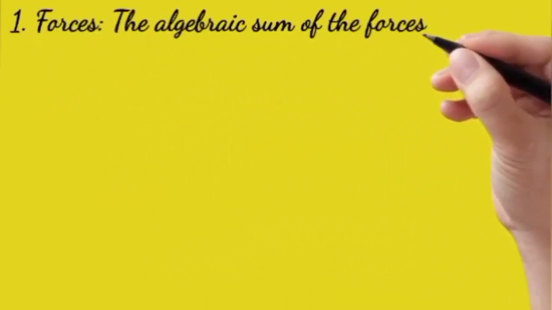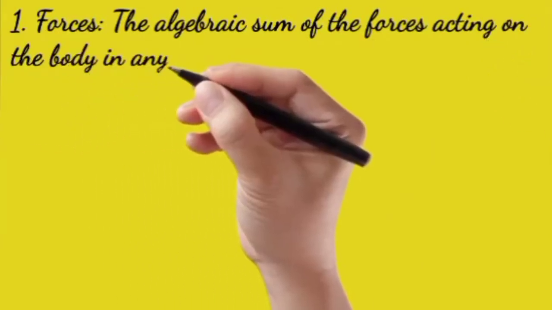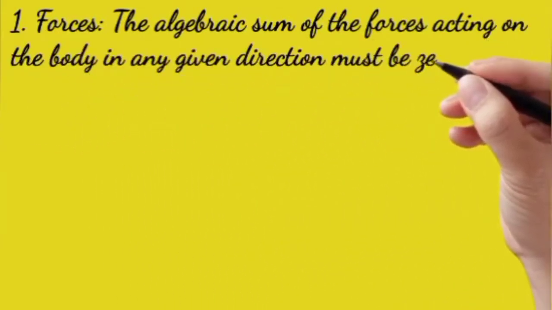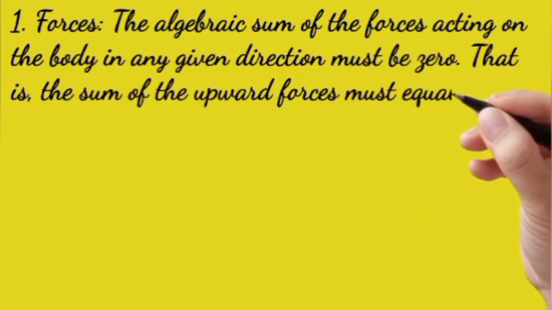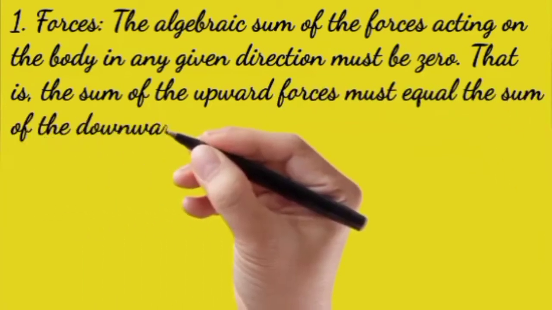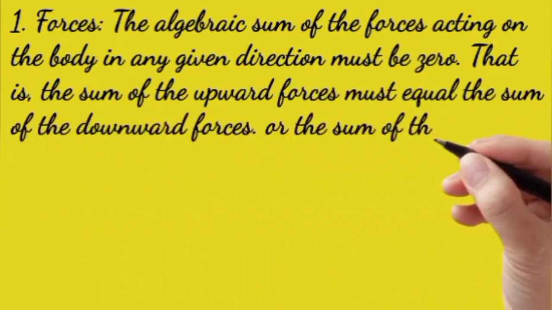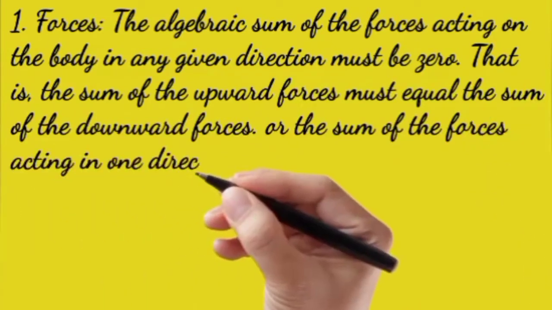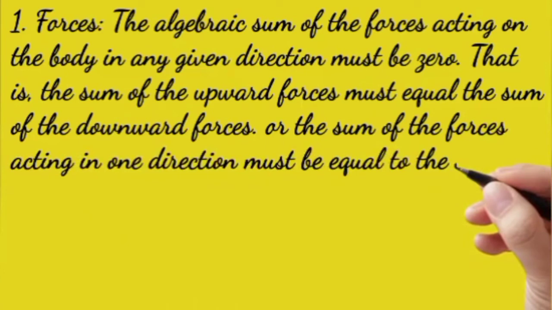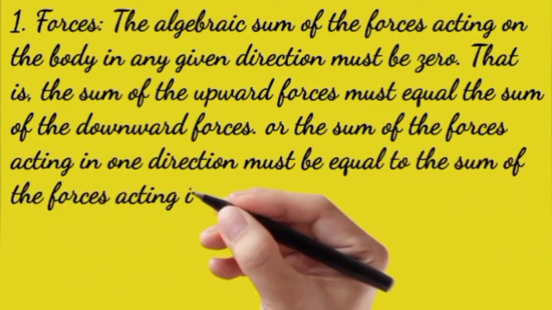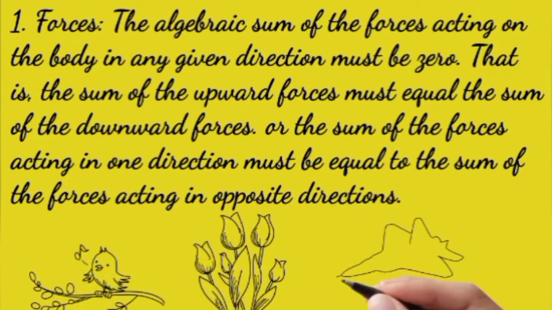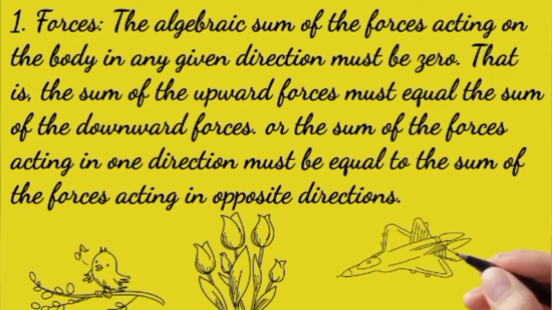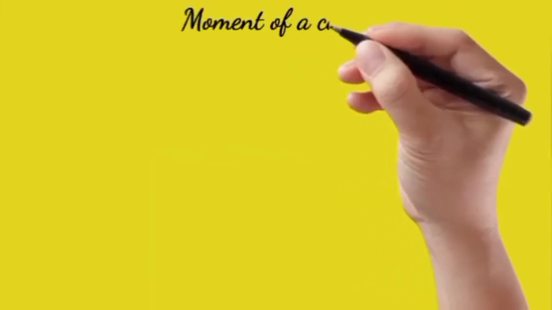So the conditions for these forces to be in equilibrium are: 1, the algebraic sum of the forces acting on the body in any given direction must be 0. That is, the sum of the upward forces must equal the sum of the downward forces. We can put it in another way: the sum of the forces acting in one direction must be equal to the sum of the forces acting in the opposite direction. Now this is the condition. Then there's another condition: moments. The sum of clockwise moments must equal the sum of anticlockwise moments.